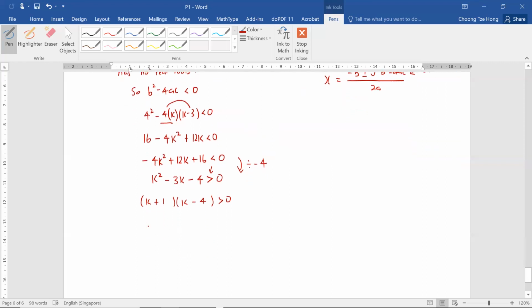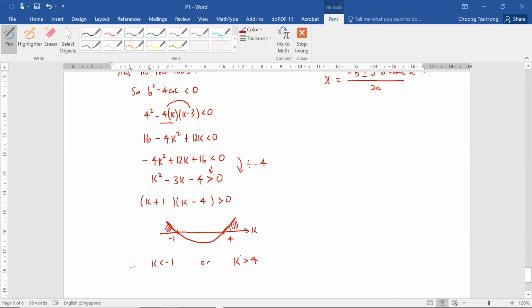Remember, to solve a quadratic inequality, you need to always do a rough sketch. In this case, the roots will be at minus 1 and at 4. This will be a smiley face because the coefficient of k squared is now positive. What you want is greater than 0, so you want the parts where the curve is above the x-axis, in this case the k-axis. Actually, this should be the k-axis. So we want this part. In other words, the solution would be k less than negative 1 or k greater than 4.